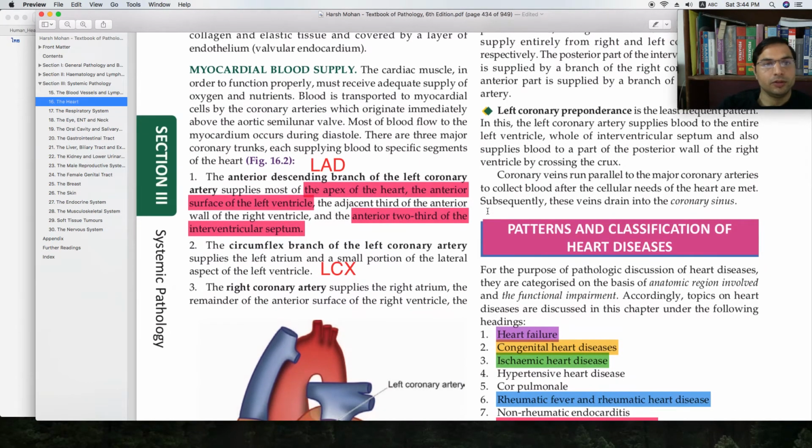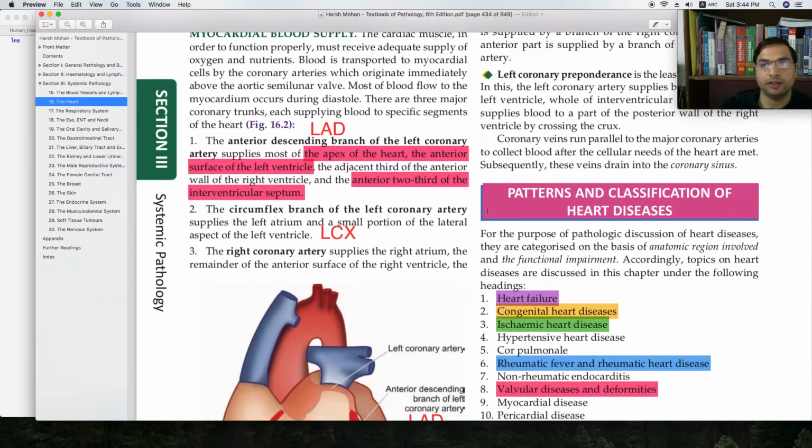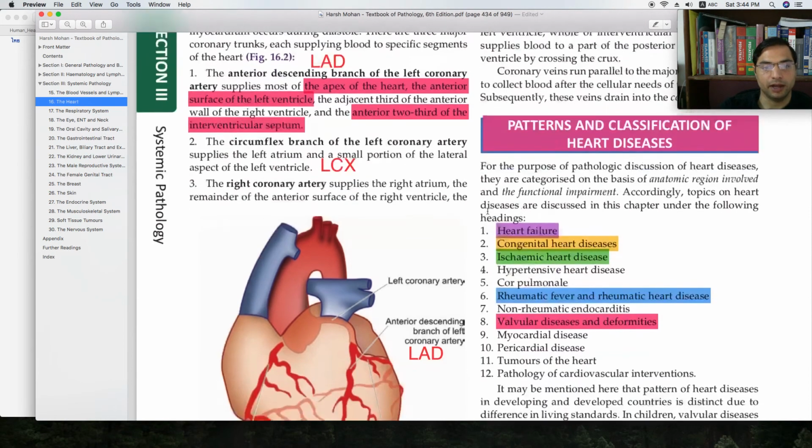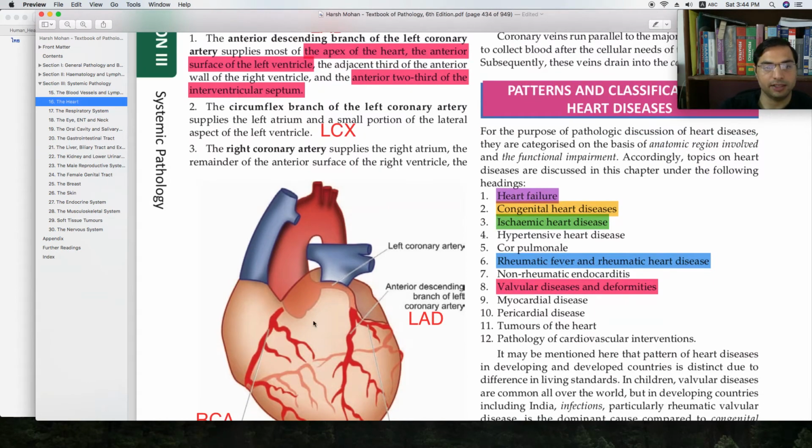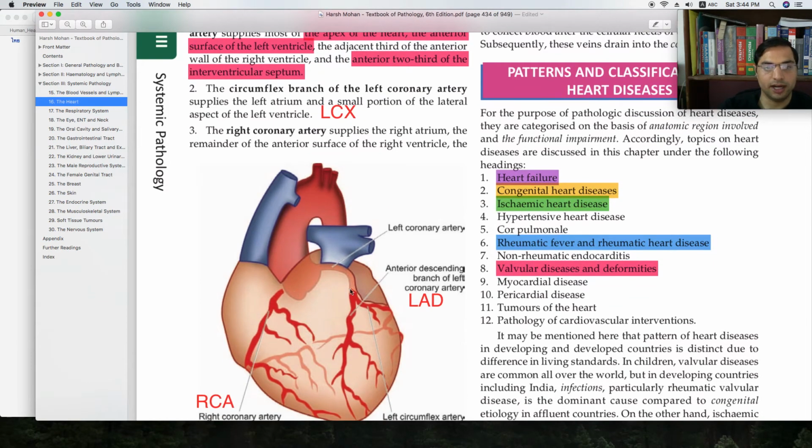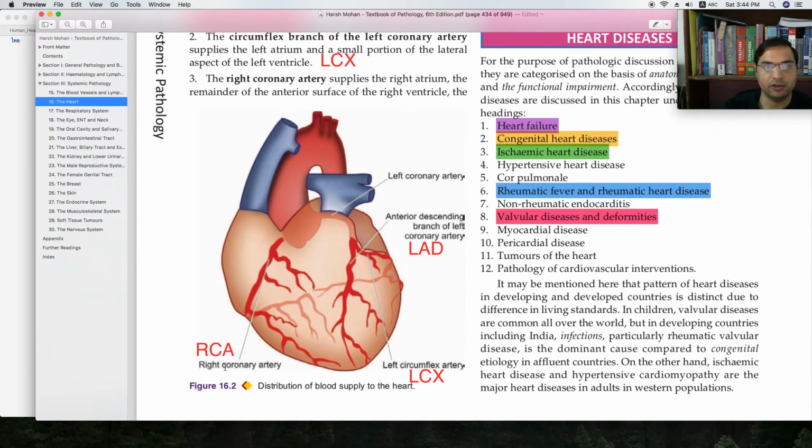So the first blood vessel to appear as soon as the aorta leaves the heart is the coronary artery. The coronary arteries supply the heart. These coronary arteries are two: the right coronary artery and the left coronary artery, right? The left coronary artery, you can see it here, and the right coronary artery.